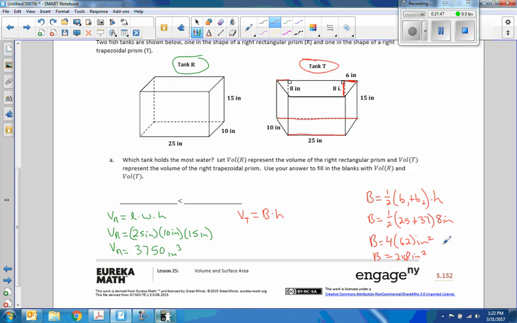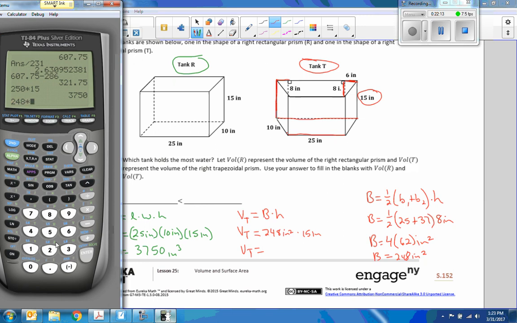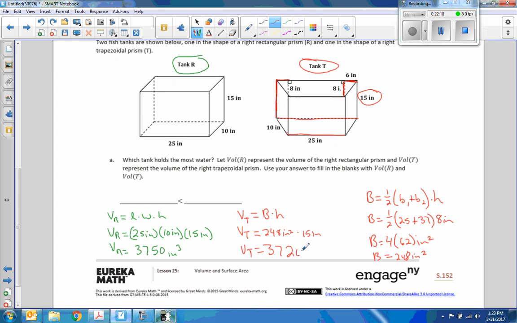Okay. So the volume of the trapezoidal prism is 248 inches squared times its height. Now we're talking about this height here, which is 15 inches. So when I take the volume of the trapezoid to be 248 times 15, 248 times 15, boom, 3,720 inches cubed. Okay, so 3,750 is greater, so the alligator eats the bigger.